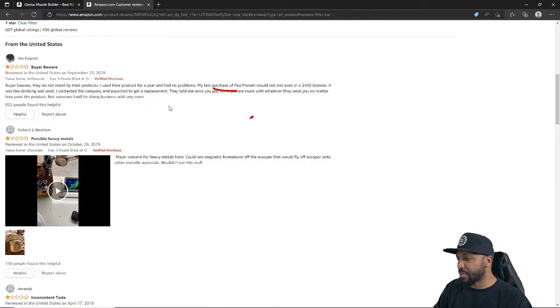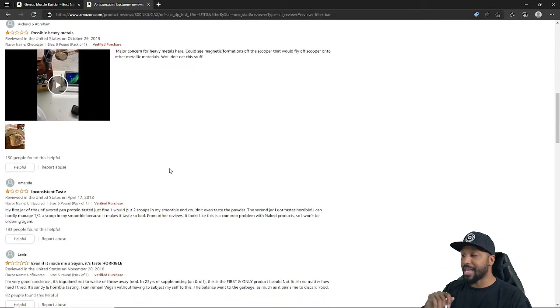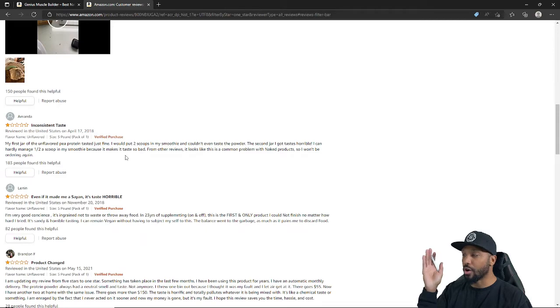Got it. Okay, the next one, major concern for heavy metals here. Now you go, hey, you need to say something about not having metal in your stuff, which is kind of scary, but you're looking for patterns. So we're gonna skip that one and keep looking. Second jar tastes horrible. I can hardly manage. From other reviews, it looks like it's a common problem. So now you might want to say something about your product being consistent in quality.